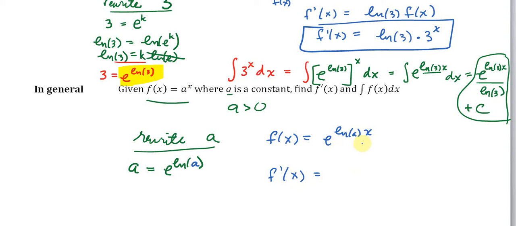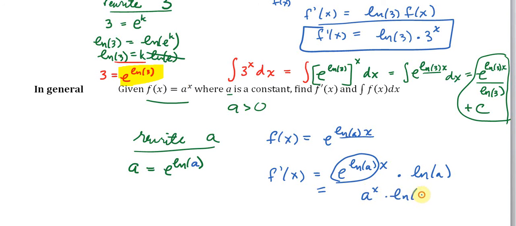So f prime won't be too hard to do. The derivative of e to anything is itself, e to the natural log of a times x, times the derivative of the inside function up here, natural log of a. And if we rewrite this a little bit, remember, e to the natural log of a was all equal to a. So this is a to the x times the natural log of a. So the derivative, you can see that this process matches what we did up here if you replace 3 for a.